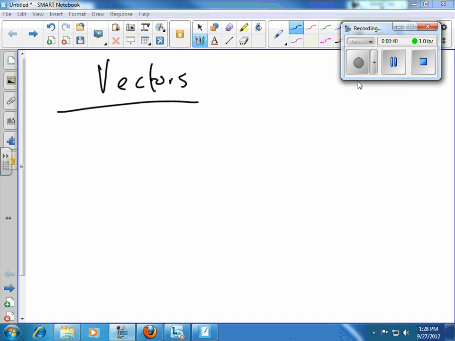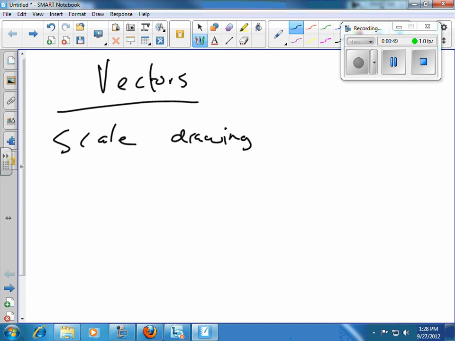Okay. So let's talk about vectors. So the first thing that you're going to need to be able to do under the vector category is make sure you can draw a scale drawing of a vector. Okay? And then after that, you certainly need to know the difference between a vector and a scalar. Right? And you need to be able to add vectors.